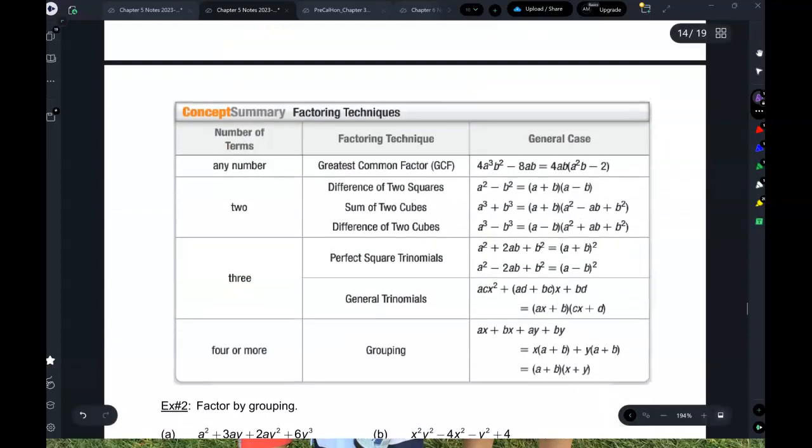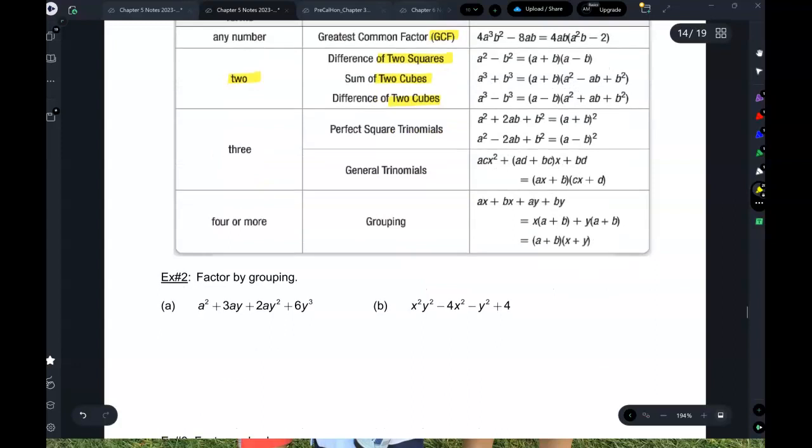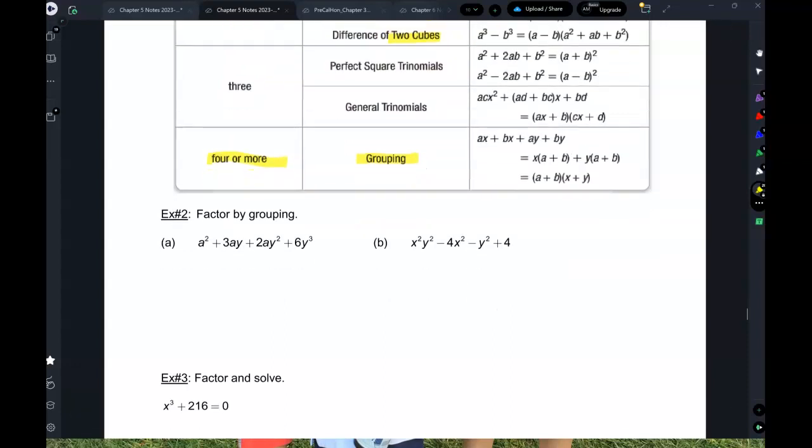So let's go here. Okay, these are all the different ways you've now learned how to factor, right? You know how to take out a GCF. If you have two terms, you've learned difference of two squares, cubes, and so on. All right, the next thing we're going to practice is grouping. If you have 4 or more terms, you can factor by grouping. So take a look at this one, example 2a. 1, 2, 3, 4 terms. When you have that, you have to try factor by grouping.